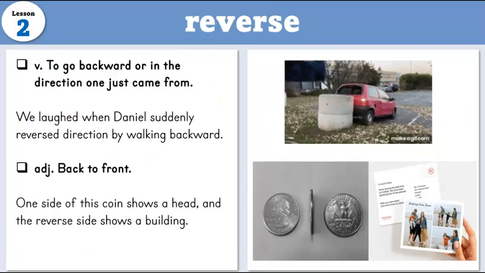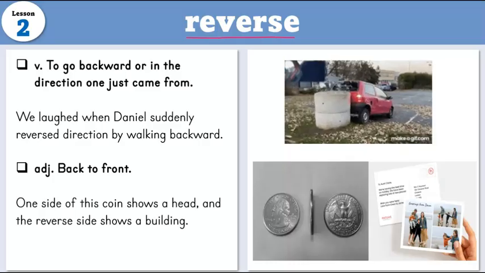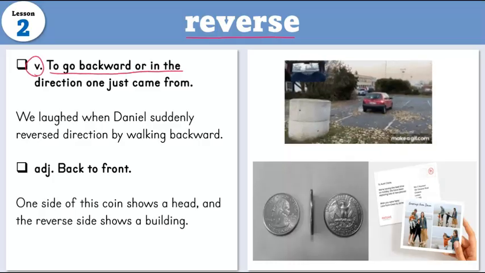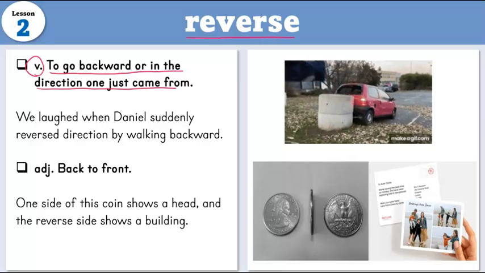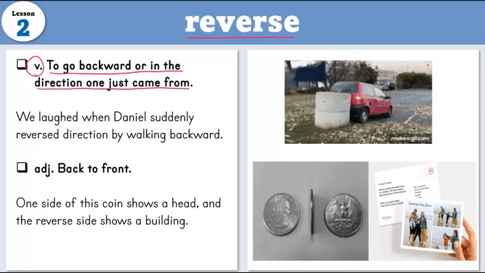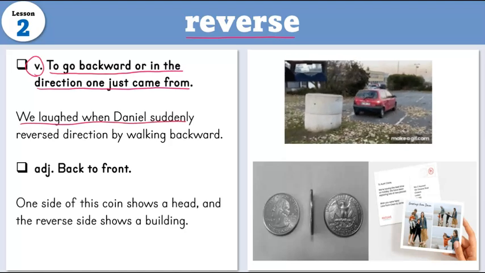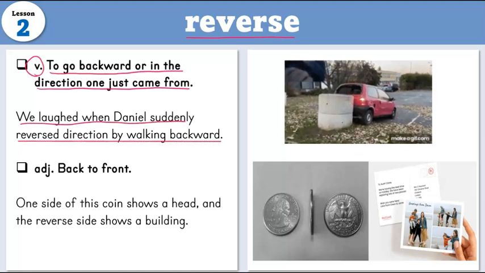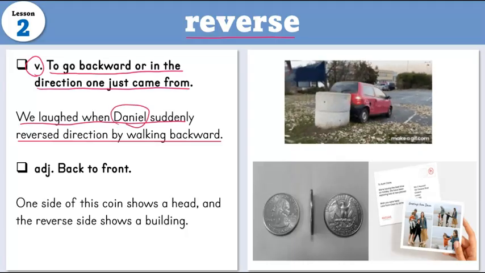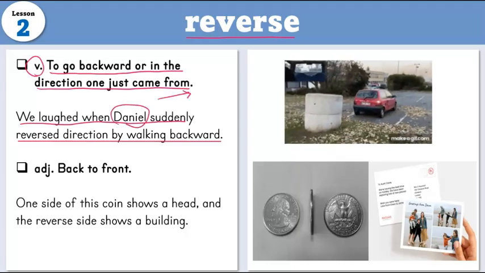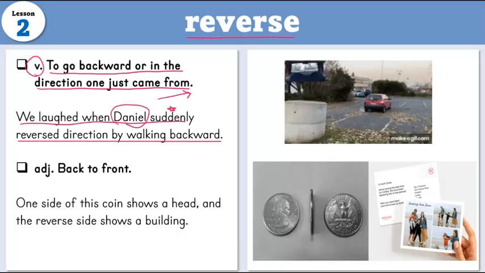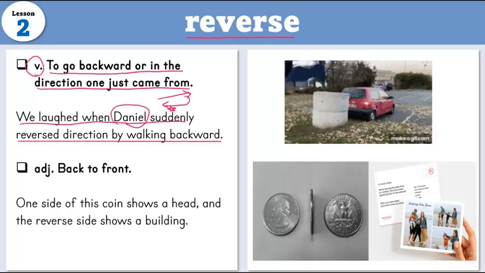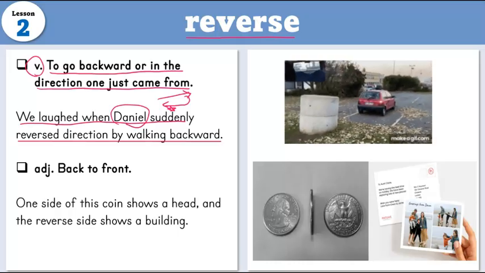Our next word is reverse. Reverse can be used as a verb and it means to go backward or in the direction one just came from. For example, we laughed when Daniel suddenly reversed direction by walking backwards. So there was a boy named Daniel who was walking one way, but then suddenly he reversed his direction. So he went now the other way and walked backwards.